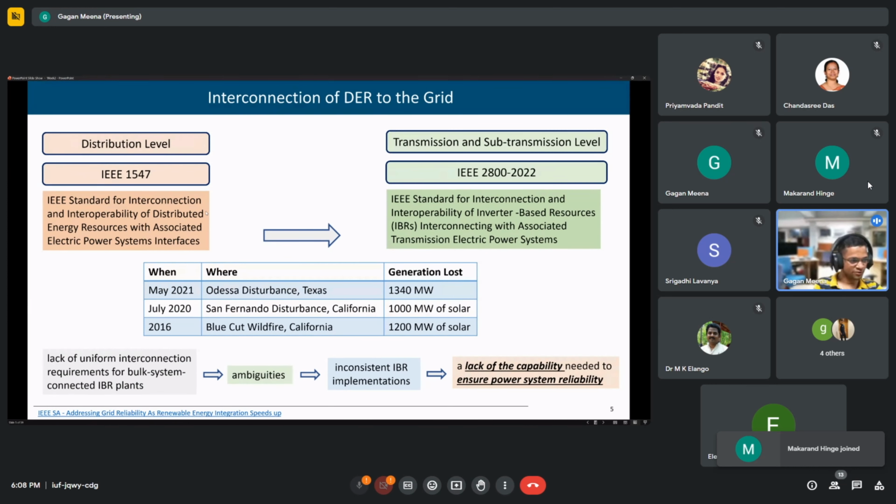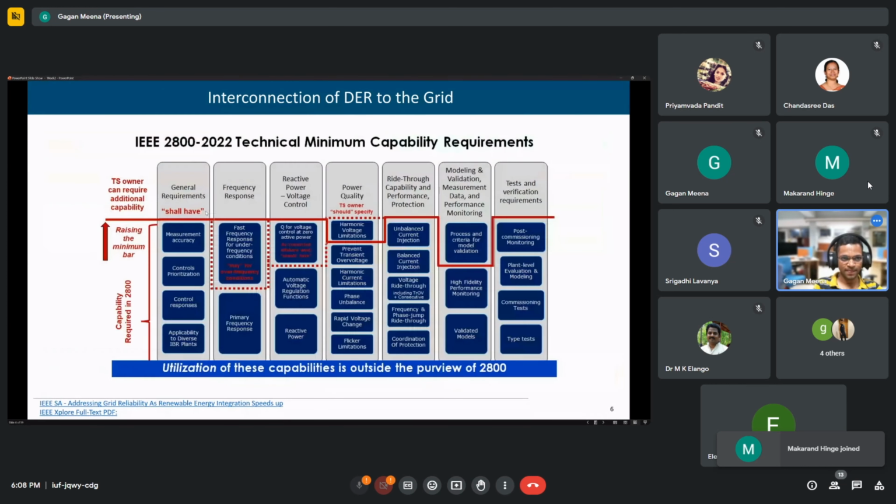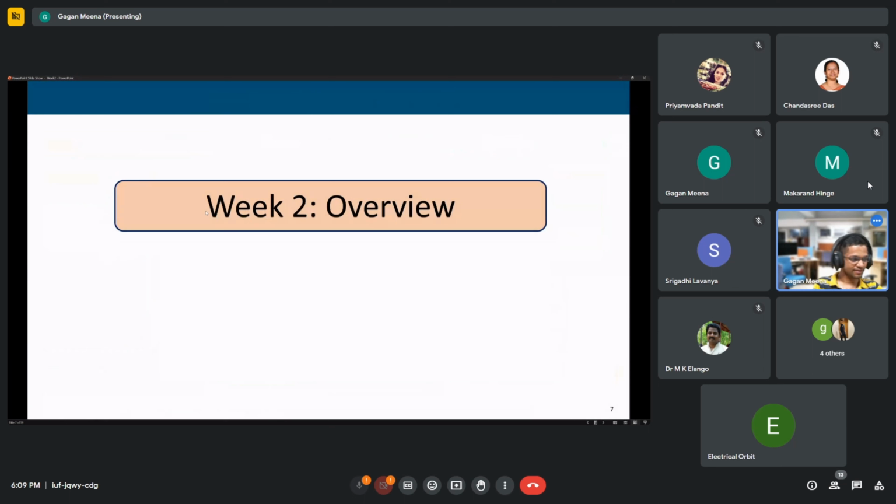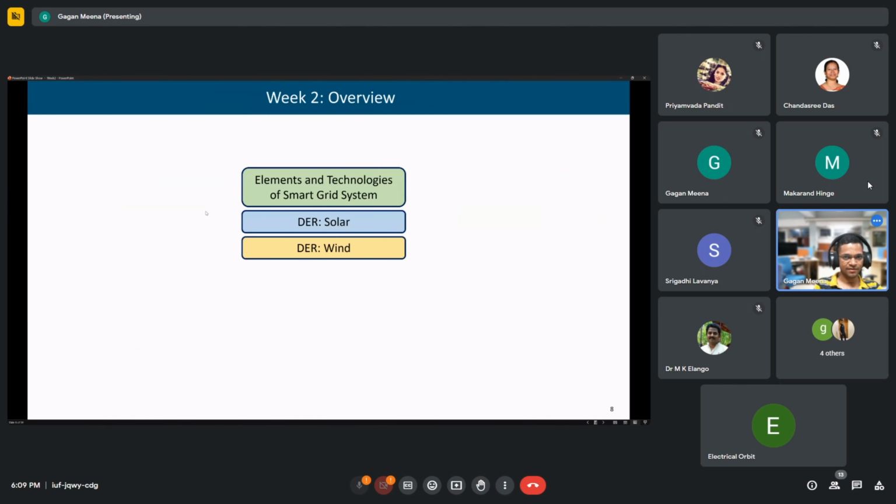So now we will go through the overview of week 2. I have provided a link in the slides. You can go through it if you want to read more about 2800. In week 2, initially it was a continuation of week 1, so elements and technology of smart grid were discussed.